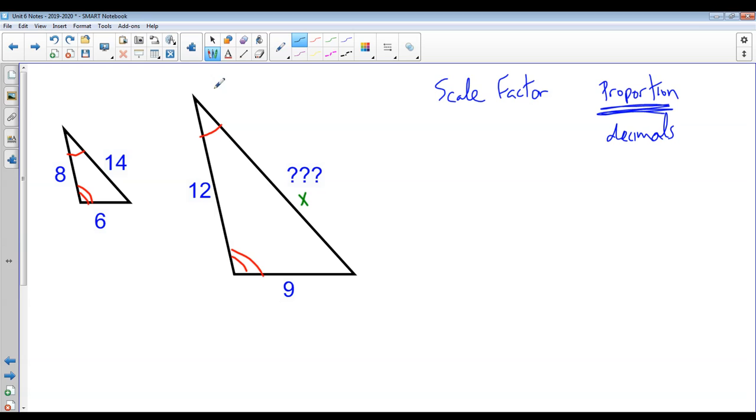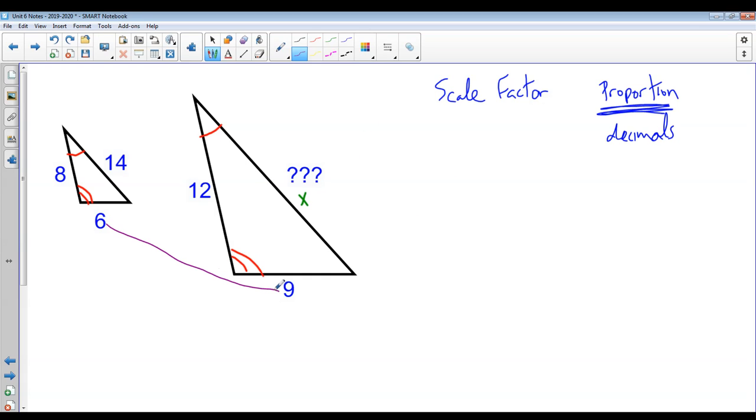Okay, so hopefully what you identified is that you saw there was a correspondence from the 8 to the 12, and there's a correspondence from the 6 to the 9. There's some scale factor that's taking us from one side length to the other. So remember, it's not addition. We're not doing an adding operation to get from one side to the next. These are all about multiplying. It's all about scale factors.